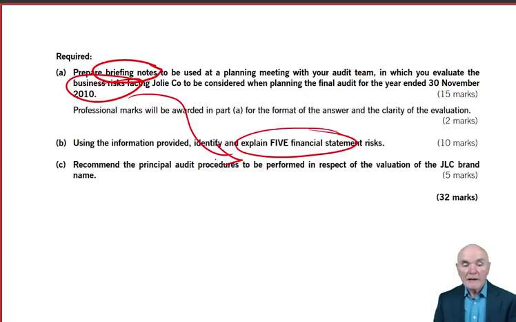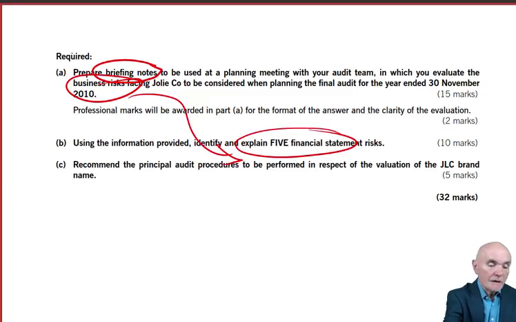And then finally, recommend the principal audit procedures, the way, in other words, of collecting evidence, to be performed in respect of the valuation of the JLC brand. And that's pretty short. That's about 10 minutes, something like that. You're not going to be writing a huge amount in 10 minutes, but we do have to explain, I think, what specific audit procedures are doing and why we're doing them.